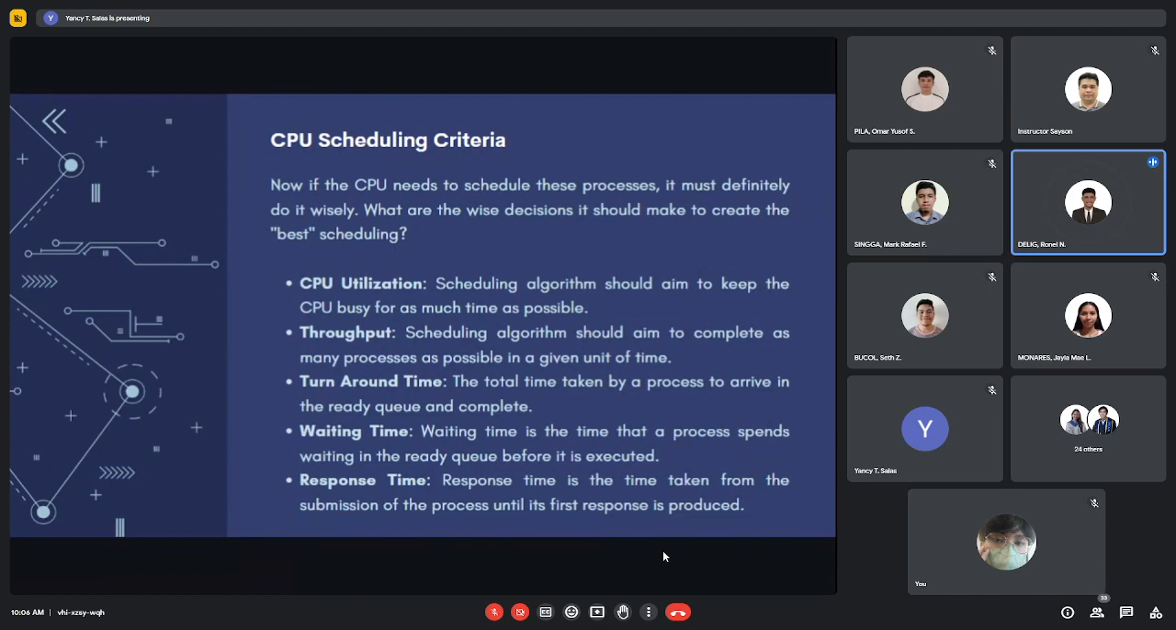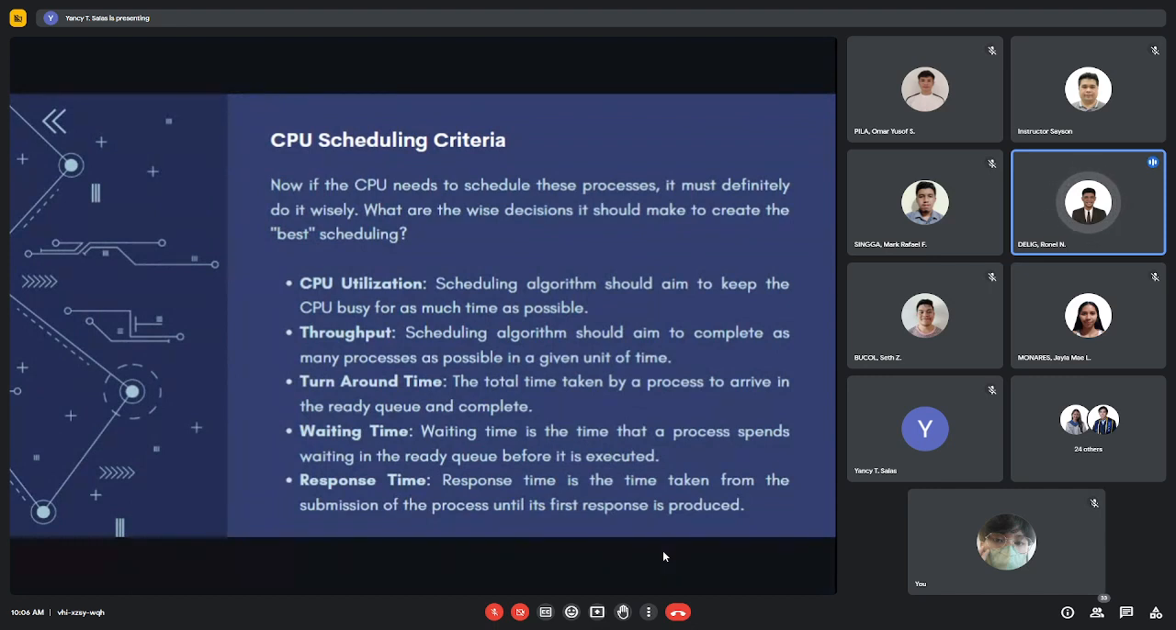So the scheduling algorithm must utilize the CPU as much as possible, but not also 100% utilized. So the next is throughput. Scheduling algorithm should aim to complete as many processes as possible in a given unit of time.